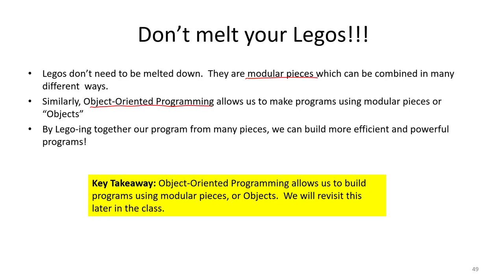And object-oriented programming is a tool that lets us basically Lego together our programs from many individual pieces. This allows us to be a lot more efficient and make programs which are very powerful. This is not to say object-oriented programming is the only way to program, but we'll see later on that it can be a very powerful tool. And this is one of the main reasons why C++ was developed from the C language.